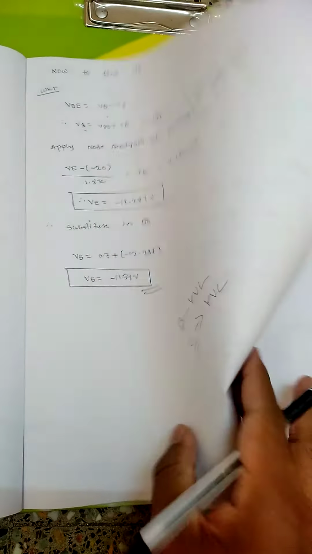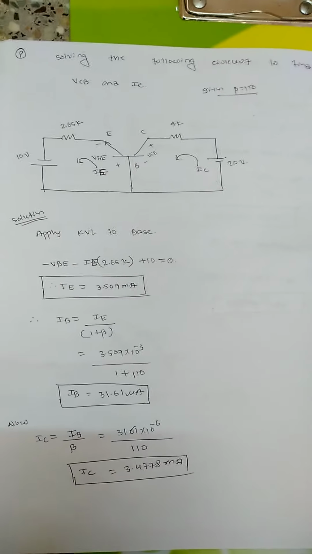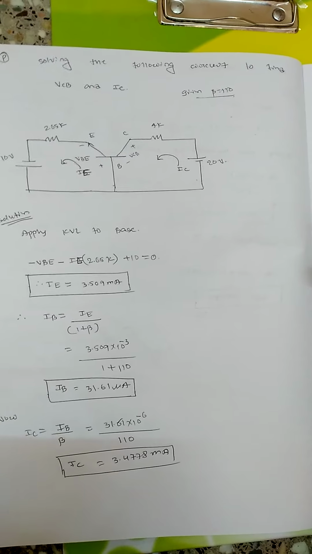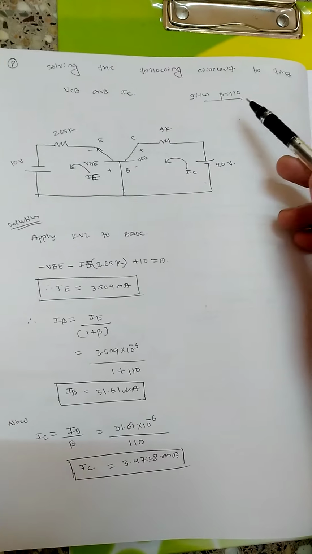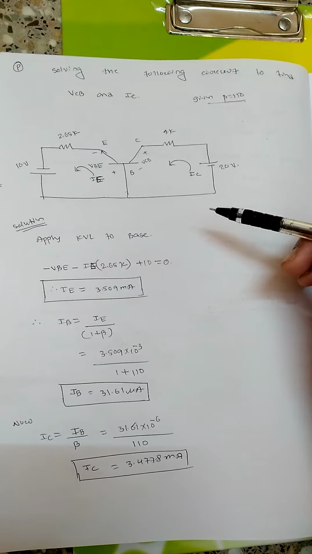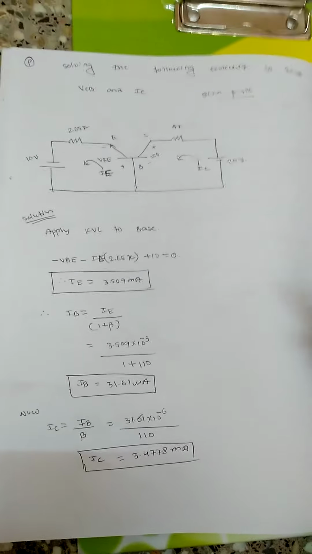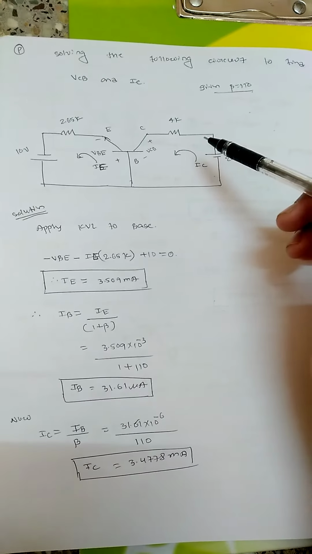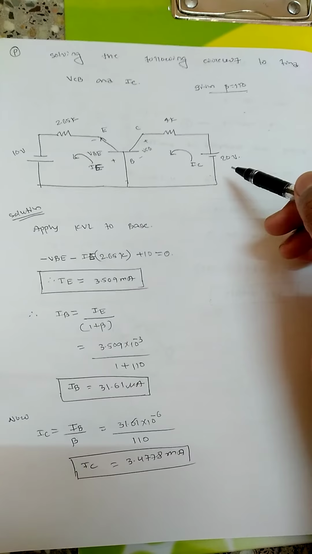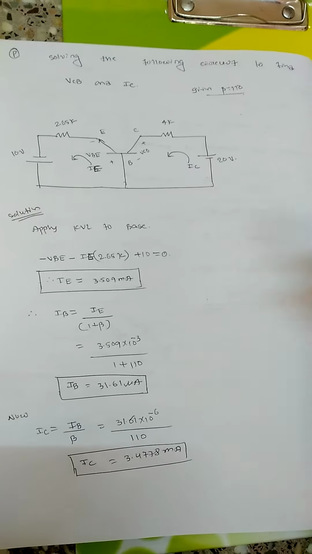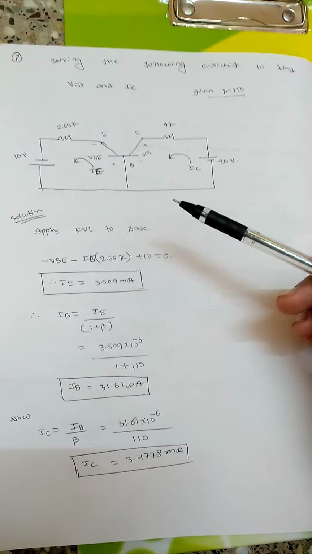Alright, now coming to the next problem. Solve the following circuit to find VCB and IC, given beta equal to 110. They have given the circuit and are asking us to find the collector to base voltage and the collector current. The given circuit has base, emitter and collector. The collector resistance is 4k and it is connected to a 20 volt source, and the emitter resistance is 2.65k and it is connected to a 10 volt source.